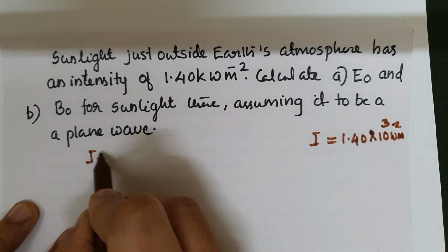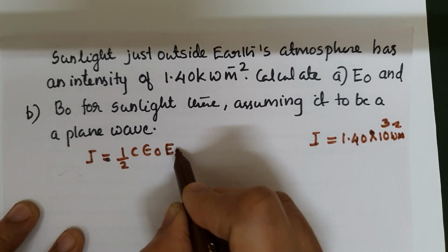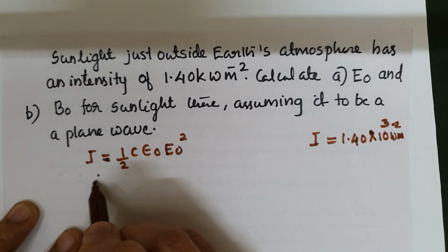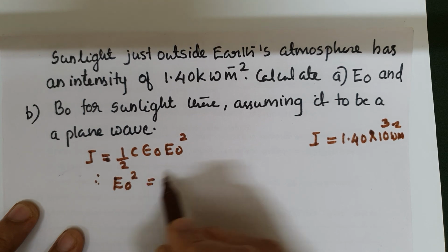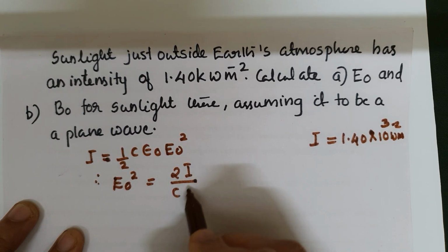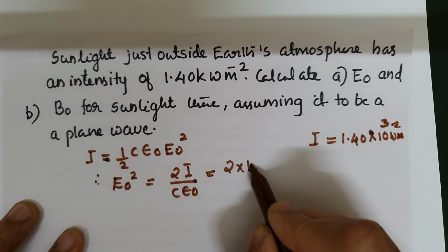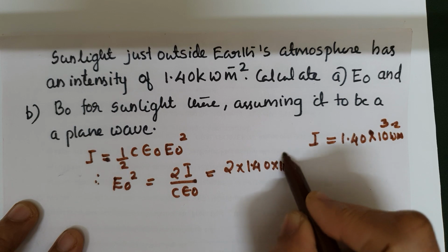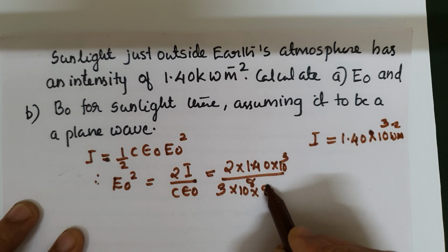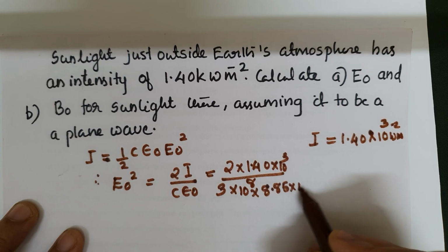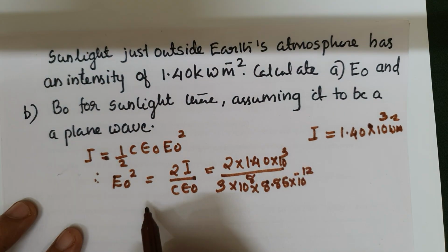But the intensity I is equal to half c epsilon 0 E0 square. Therefore, E0 square is 2I by c epsilon 0. Then substituting this value gives 2 into 1.40 into 10 raised to 3 divided by 3 into 10 raised to 8 into epsilon 0, which is 8.85 into 10 raised to minus 12. And this value it will give.